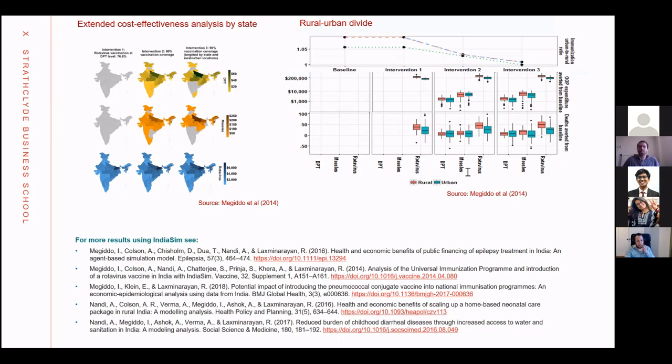There are 5 or 6, I don't remember, different files. One describes the population of individuals, one describes the households, one describes healthcare facilities, and each one has a list of variables that is then used in IndiaSim simulations. You would just upload a different data file if you wanted to change the characteristics.